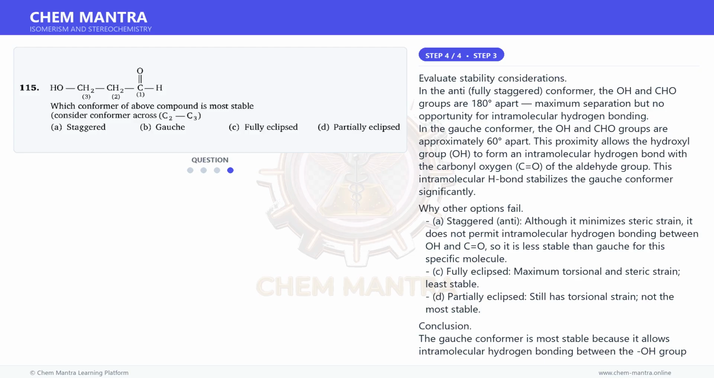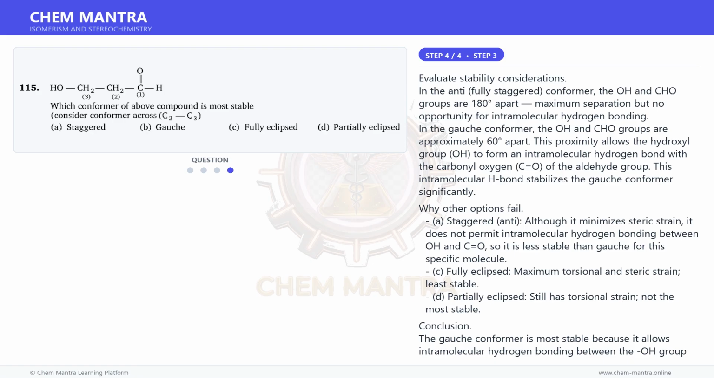In the fully staggered conformer, the OH and CHO groups are 180 degrees apart, maximum separation but no opportunity for intramolecular hydrogen bonding. In the gauche conformer, the OH and CHO groups are approximately 60 degrees apart. This proximity allows the hydroxyl group, OH, to form an intramolecular hydrogen bond with the carbonyl oxygen, C=O, of the aldehyde group. This intramolecular H bond stabilizes the gauche conformer significantly.